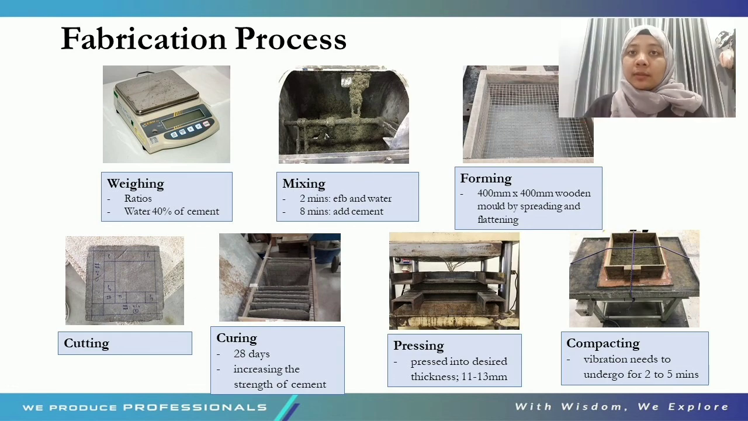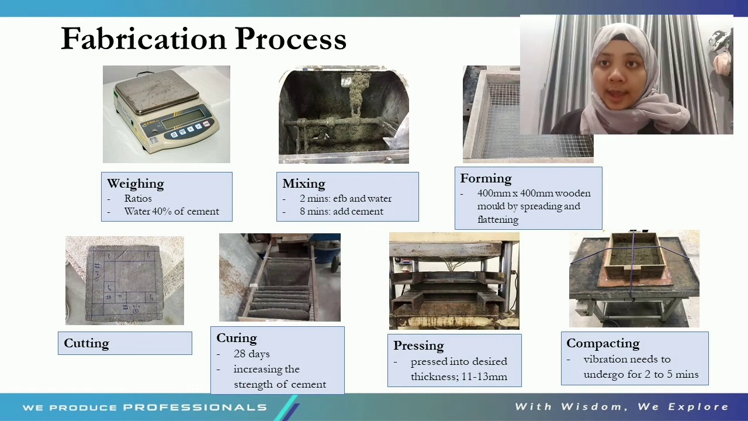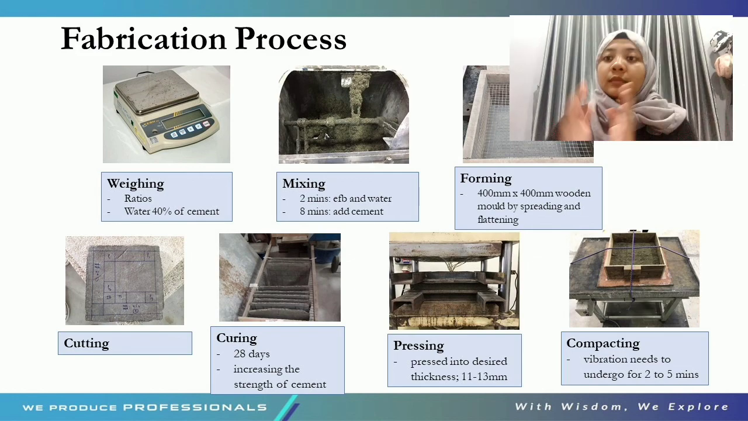Next, the mixture will undergo the forming process. The size of mold for forming process is 400 mm times 400 mm. The mixture will be spread and flattened in the mold. Next, the mixture will go through the compacting process. The vibration needs to run around 2 to 5 minutes.